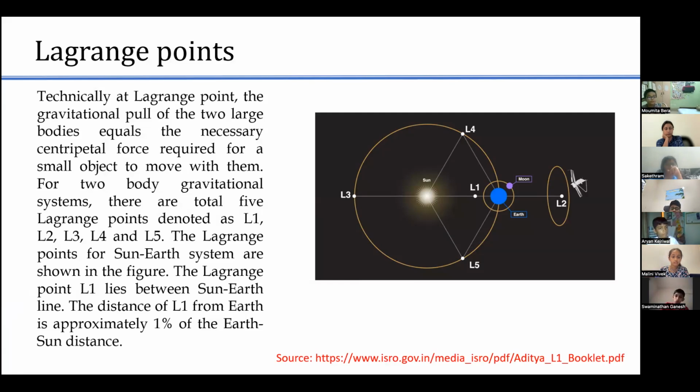The Lagrange points for the Sun and Earth system are shown in the figure. The Lagrange point L1 lies on the line between the Sun and Earth. The distance of L1 from Earth is approximately 1% of the Earth-Sun distance.